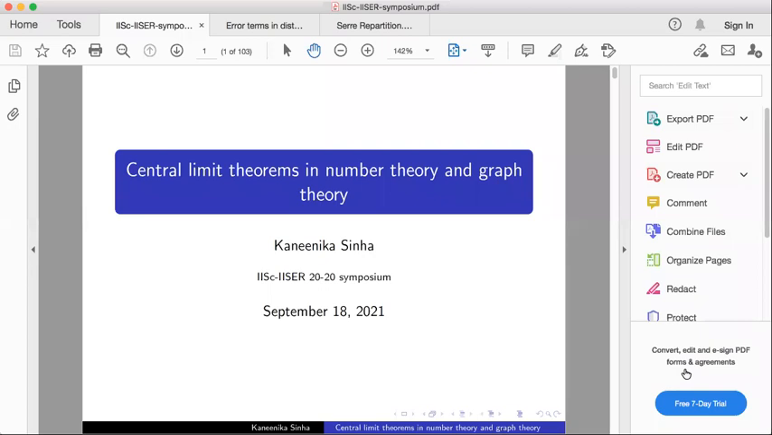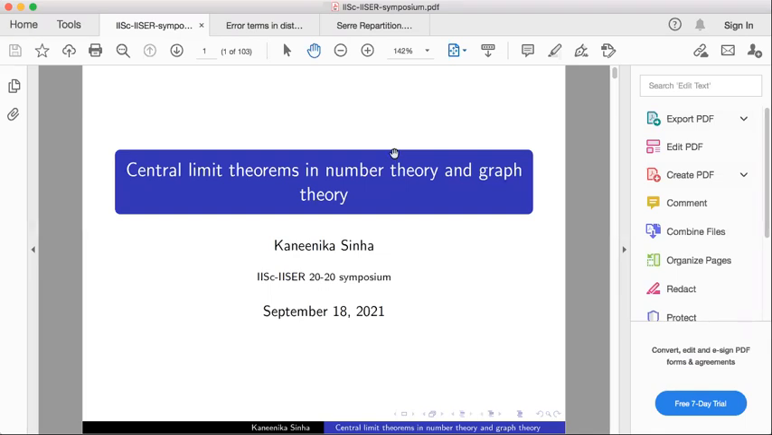Go ahead. Okay. So it's a pleasure to welcome Dr. Kaneenika Sinha from ISA Pune for today's first talk, at least in this session. And she will be speaking on central limit theorems and number theory and graph theory. Kaneenika, please go ahead.